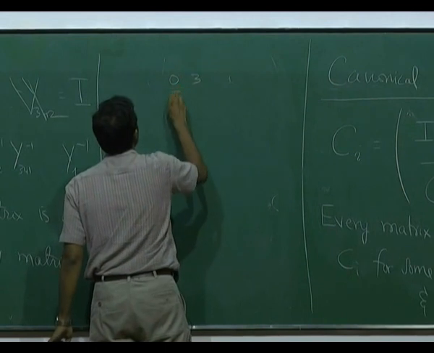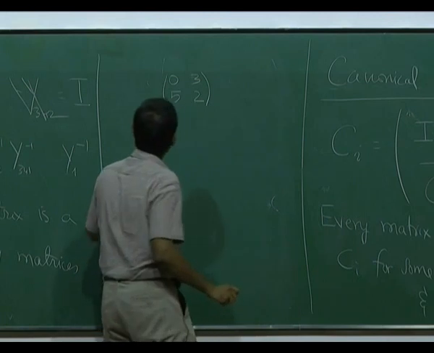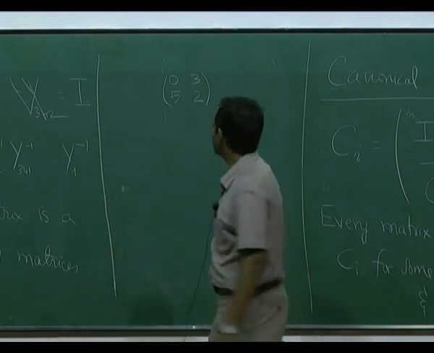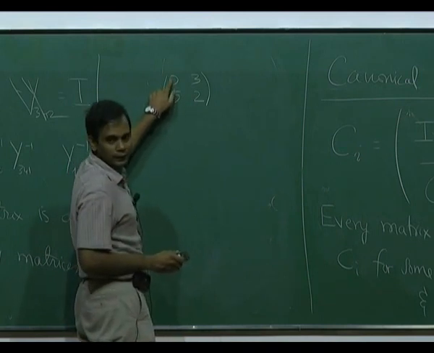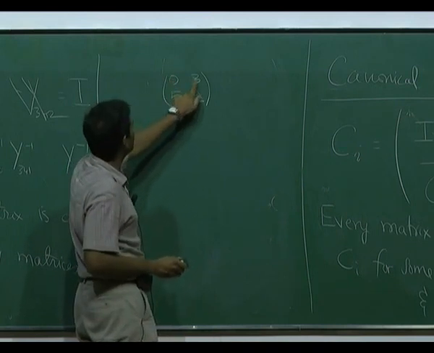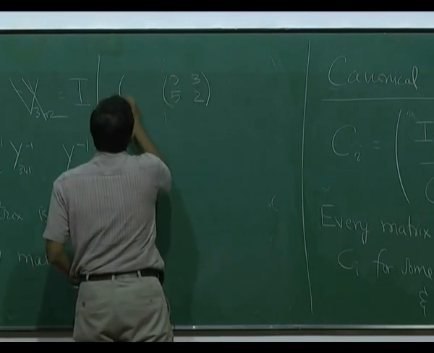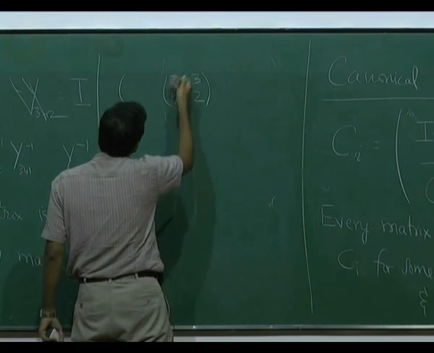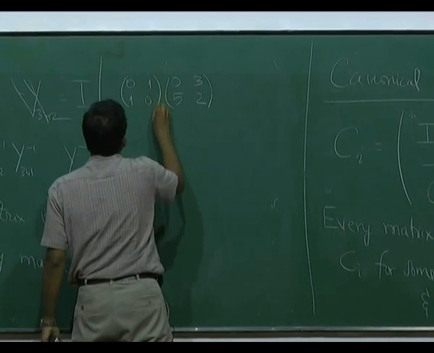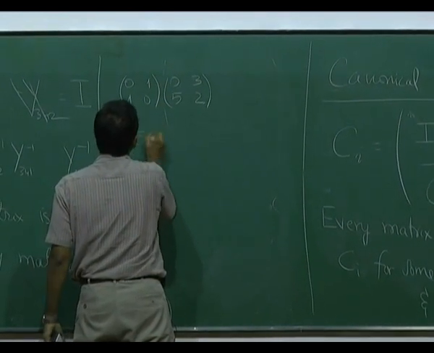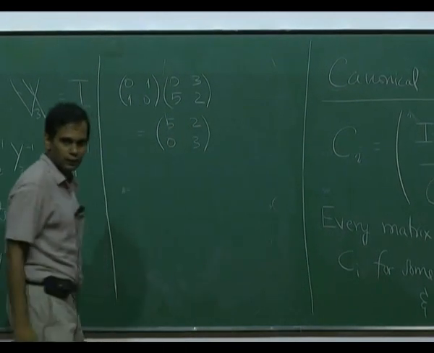Zero, 3, 5, 2, and then I want to reduce it to a canonical form. So, first what I will do is I will try to get a non-zero entry here. Okay, so, here is a non-zero entry, let me just bring it over here. So, I will interchange, maybe I will interchange the first two rows. So this is equal to 5, 2, 0, 3.